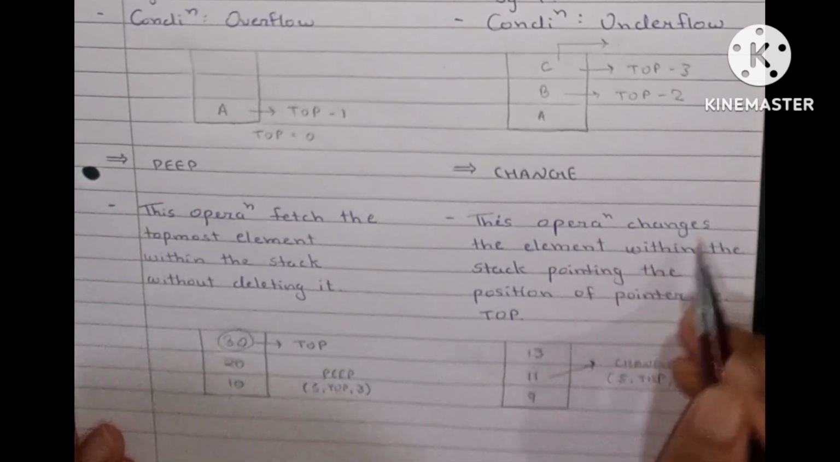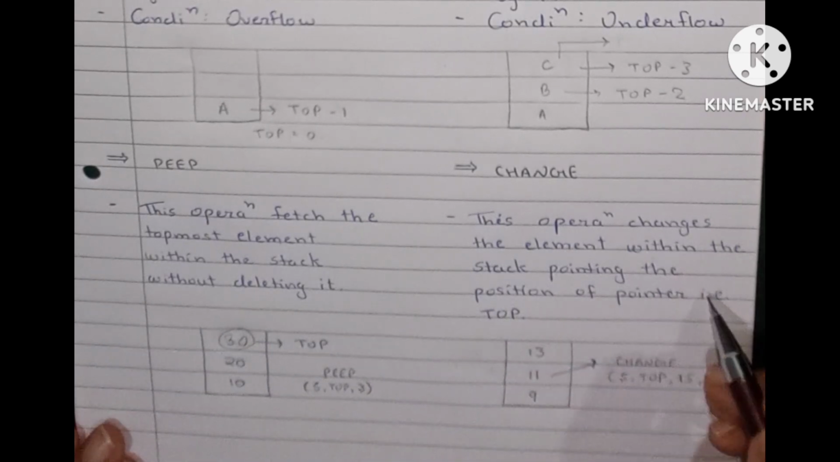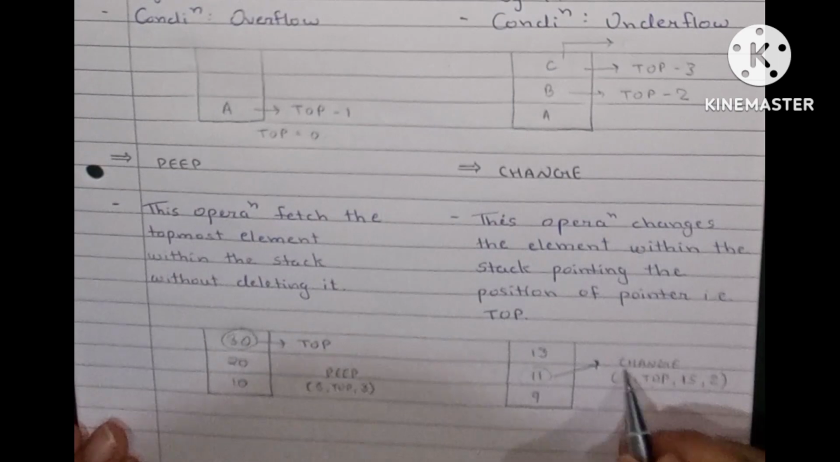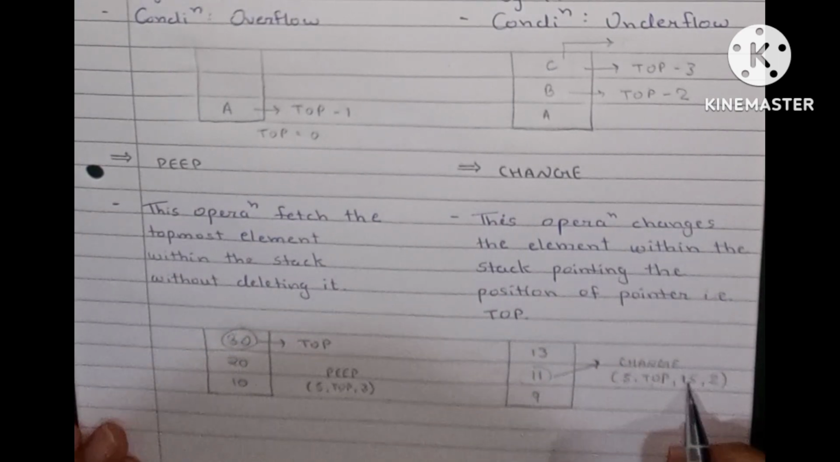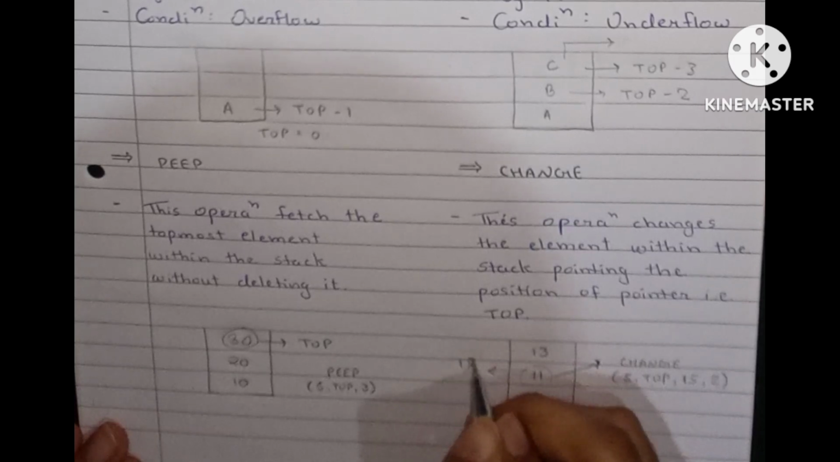And change is the procedure which is used to change the element within the stack, pointing to the position of the pointer, that is top. Here to change the value of 11 we can use change from stack to 15, where the topmost index is 2. So 11 will be changed to 15.